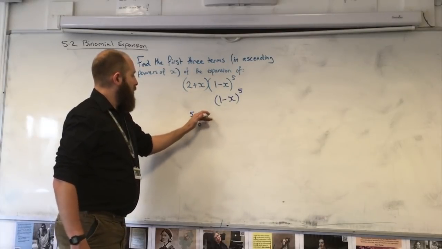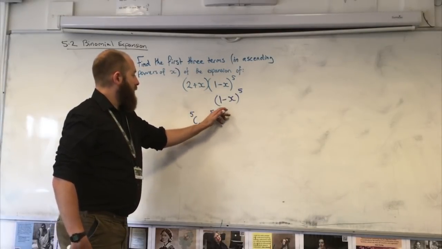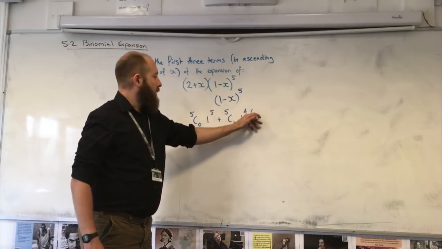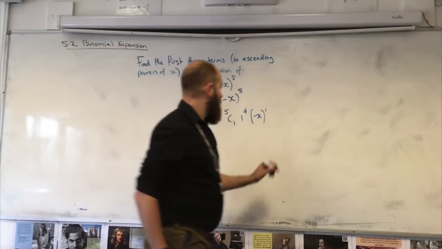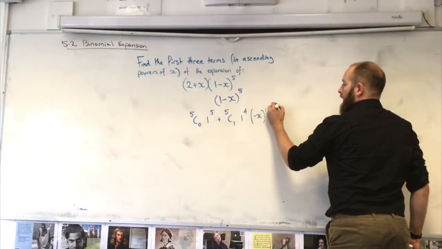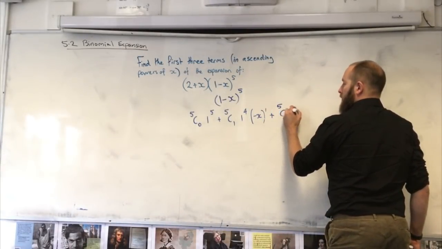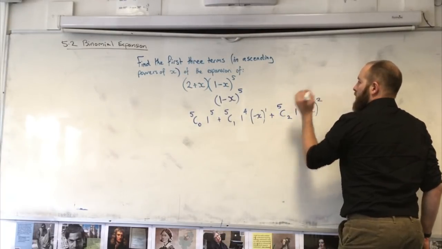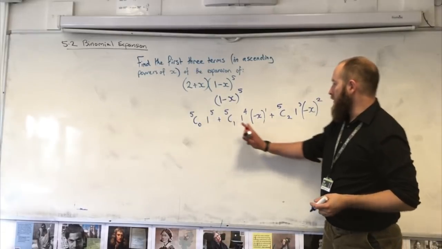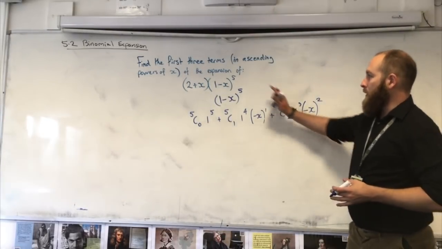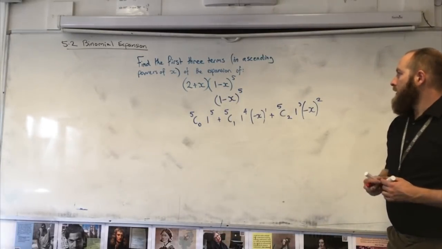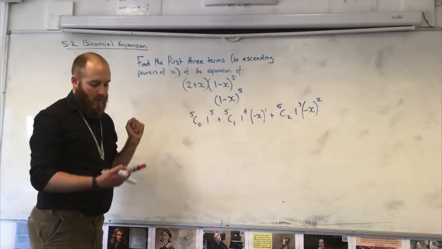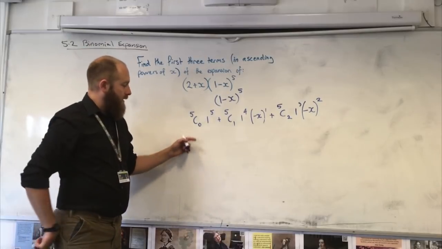5C0, 1 to the power 5, plus 5C1, 1 to the 4, minus x to the 1. And then 5C2, 1 to the power 3, minus x squared. So that's our first three terms, 1, 2, 3. And they're going to be the terms that we're going to multiply by 2 plus x. Okay, so now I'm going to work out each of these terms and then times it all by 2 plus x. 5C0 is just going to be 1.